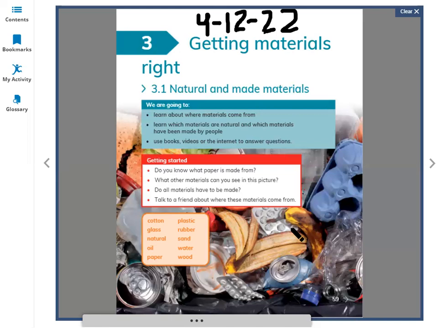In this lesson, we are going to learn some of the words: cotton, glass, natural, oil, paper, plastic, rubber, sand, water, and wood. Moving on to the next page.